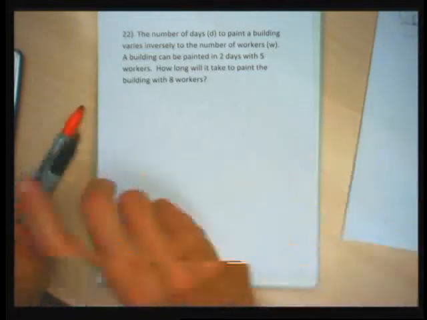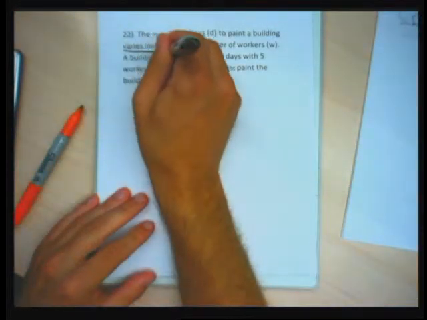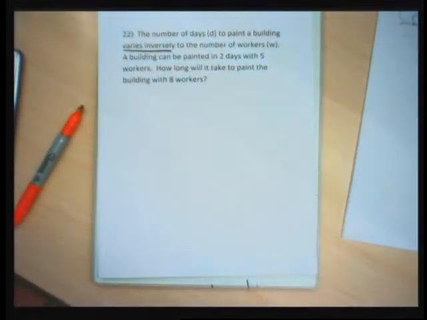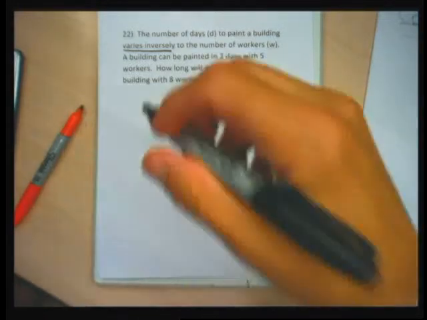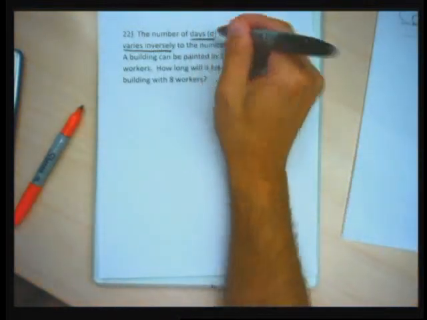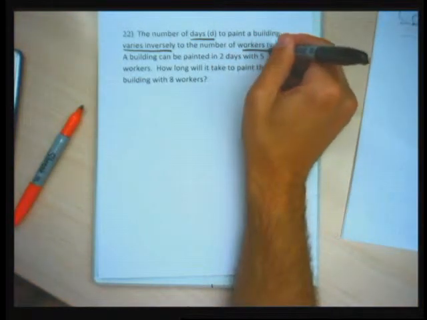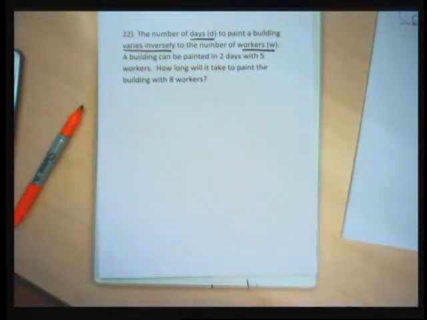So I'm staring at the first sentence. I see the word inversely. I know I'm going to need a fraction with a K in the numerator. And I was kind, and I gave you the letters you need to use. I needed a letter to represent the number of days and a letter to represent the number of workers. As I scan through that first sentence, I don't see any words like square, cube, cube root, or square root. So I know I don't need any exponent or radical symbols.